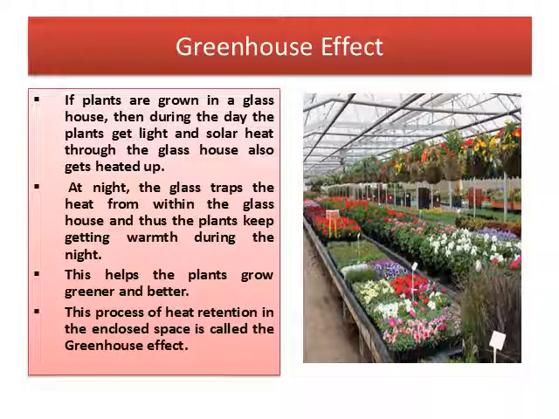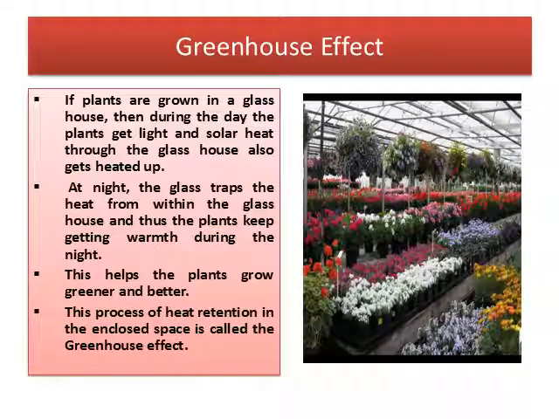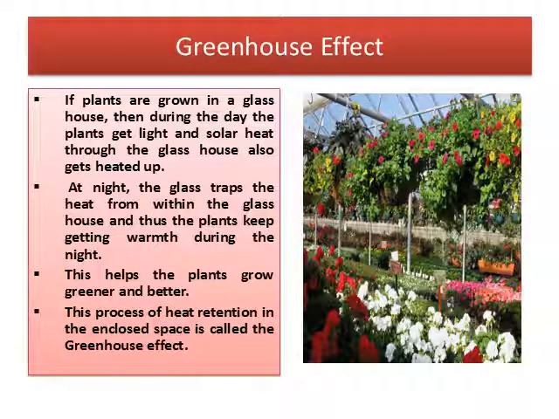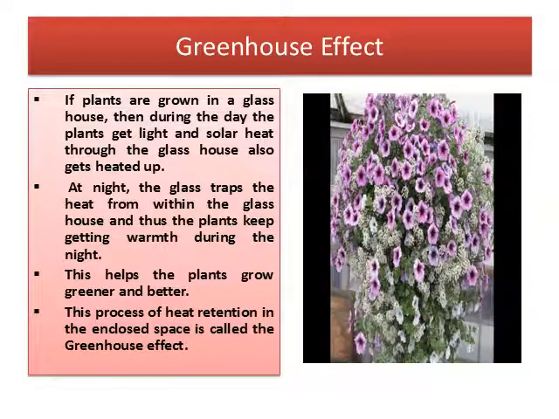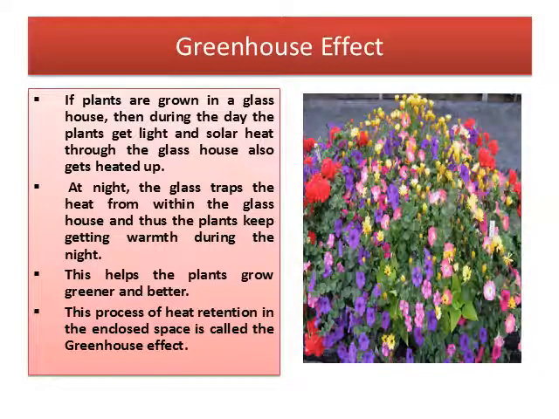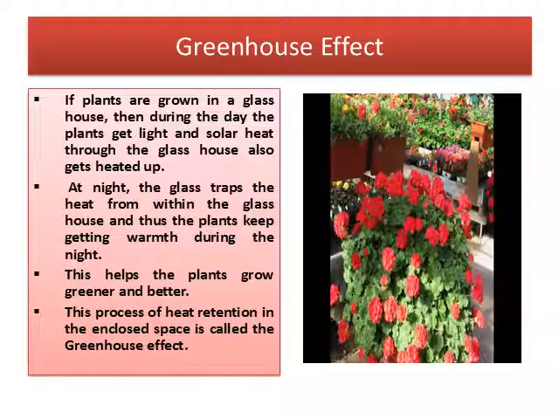Now let us learn about what is greenhouse effect. If plants are grown in a glass house, then during the day the plants get light and solar heat through the glass, and the air inside the glass house also gets heated up. At night, the glass traps the heat from within the glass house, and thus the plants keep getting warmth during the night. This helps the plants grow greener and better. This process of heat retention in the enclosed space is called the greenhouse effect.